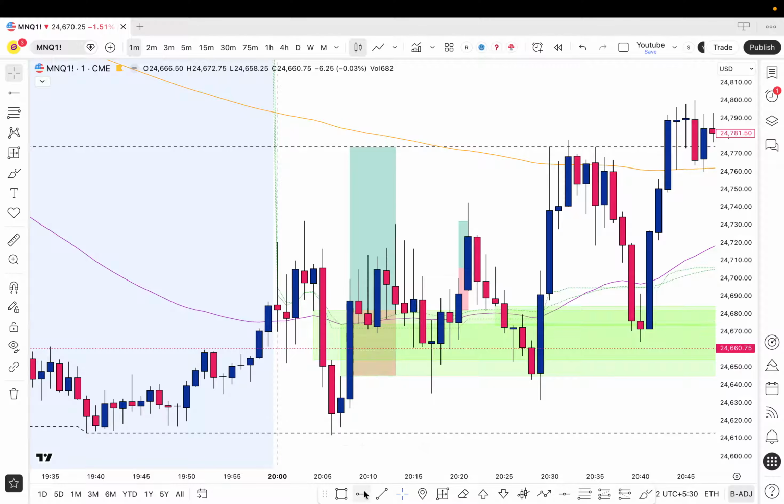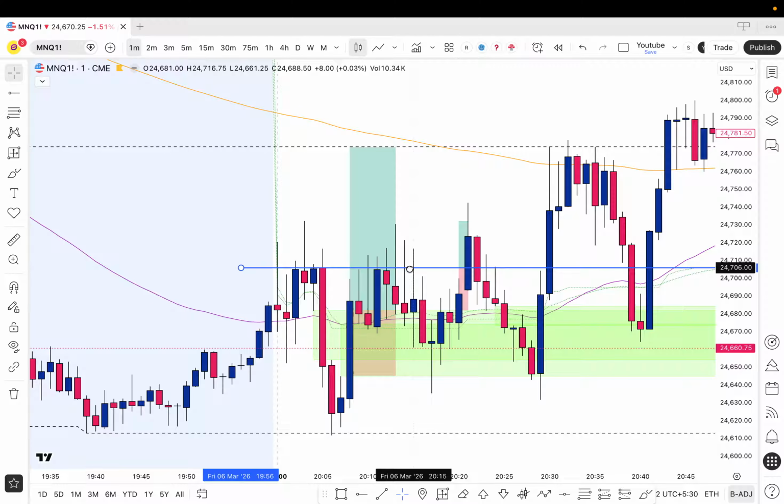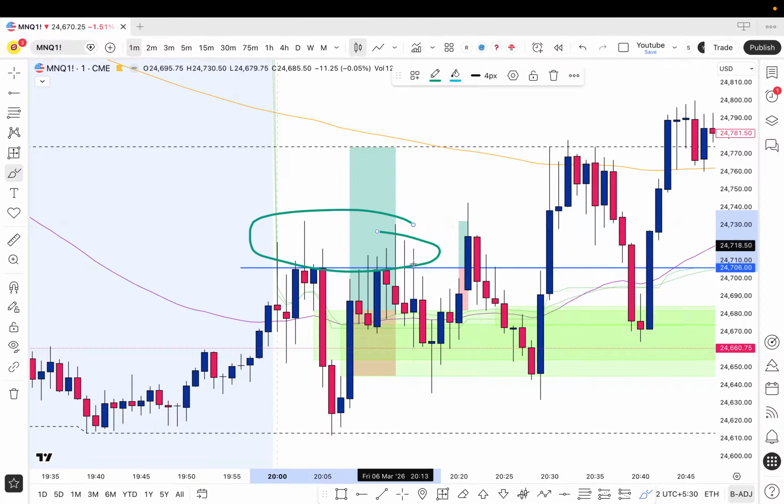Then again, I took an entry here for a very small scalp. I don't recommend this to anyone. This is not the kind of trade. These are not very high probability trades. I took these ones, so I'm talking about them, but these are not high probability trades according to me. I just thought, okay, now it is going to take this liquidity, all this liquidity, and it did.